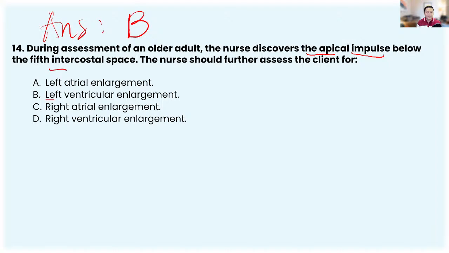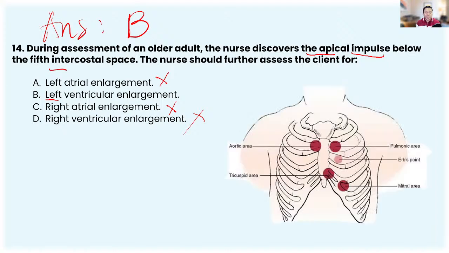Now the rest are all erroneous. This is an easy question. Moving on to the next. Okay, here we go. Supposedly, our point of maximum impulse is right here. 1, 2, 3, 4, 5, right here. But when the PMI goes lower than the fifth ICS, maybe down here, that is a sign of LV enlargement. There is already cardiomegaly.